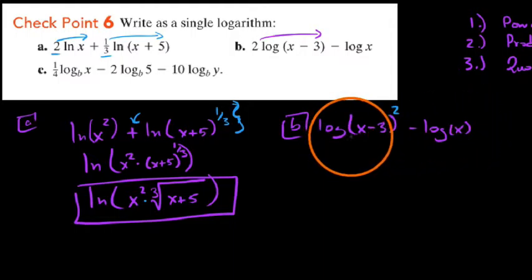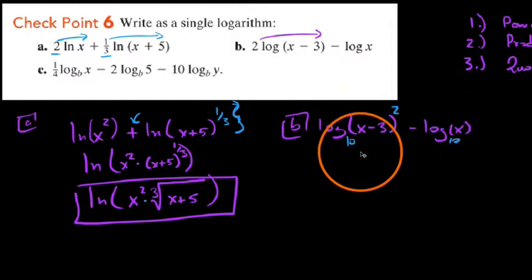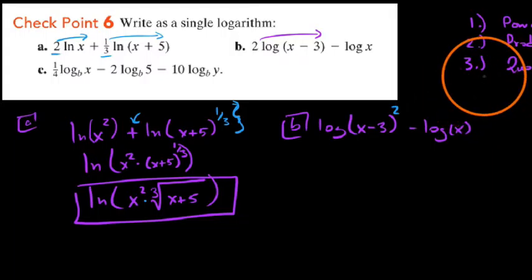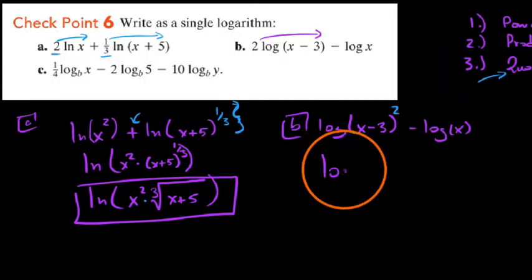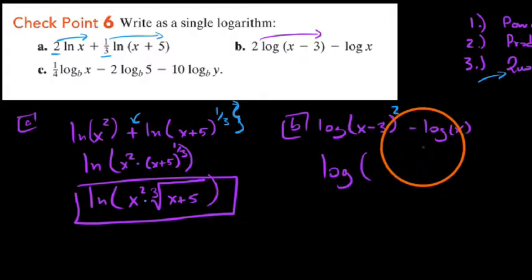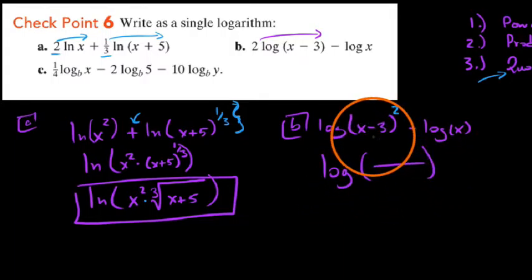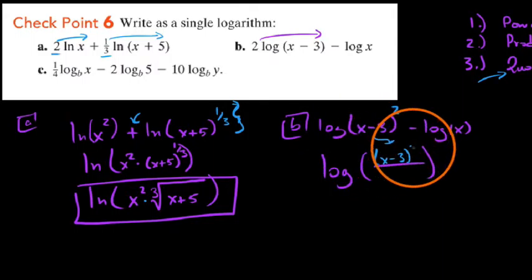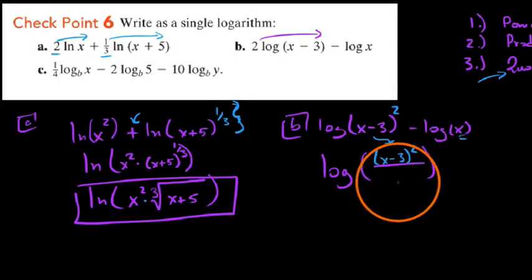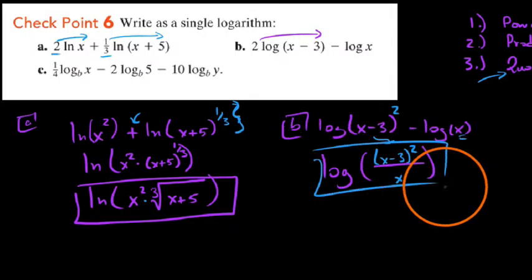Now, because these two logs have a base of 10, and I am subtracting them, we could interpret this as a difference. There must have been a quotient in our single logarithm. So we're going to rewrite this as a quotient. The important thing is that the top part comes from our first log in this difference. So we would get (x minus 3) squared on top, and on the bottom part we would just put x, and this would be our condensed expression for part B.